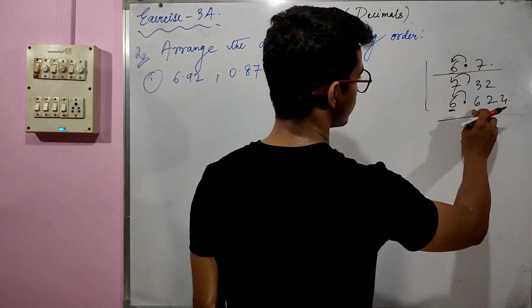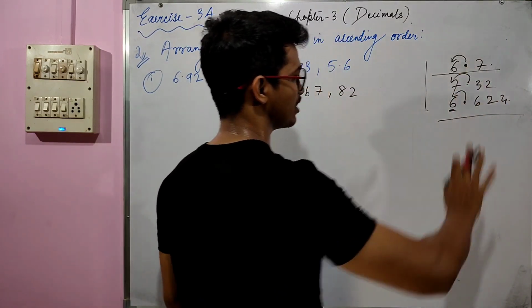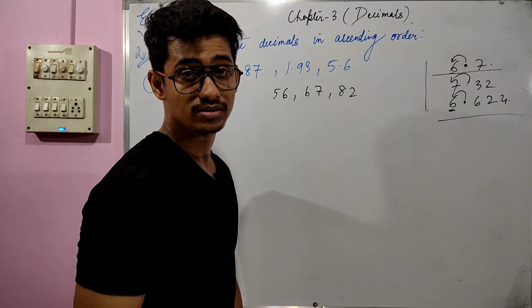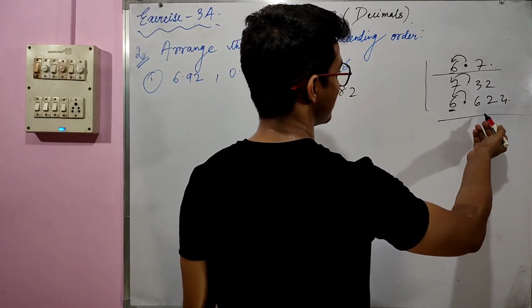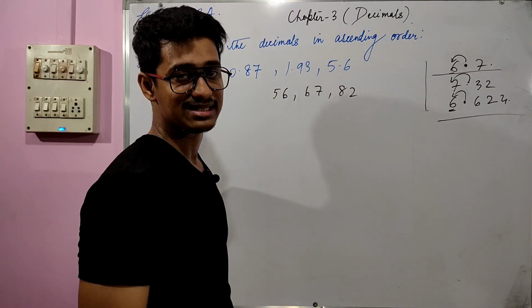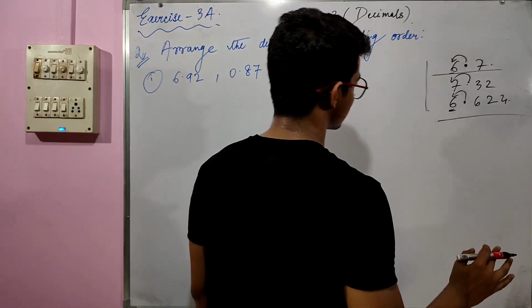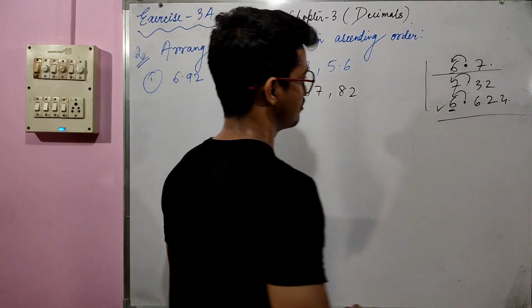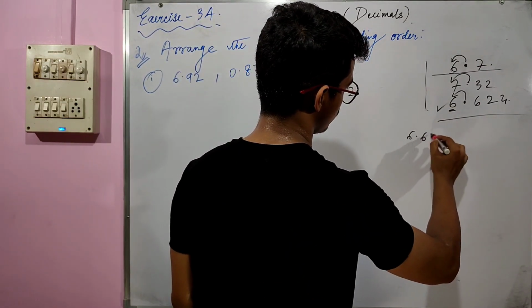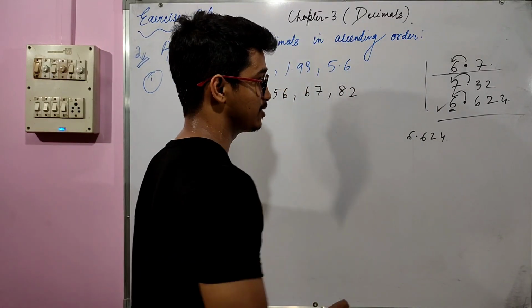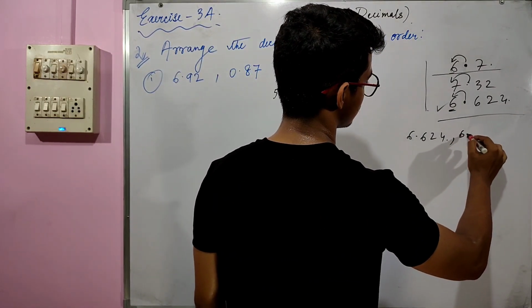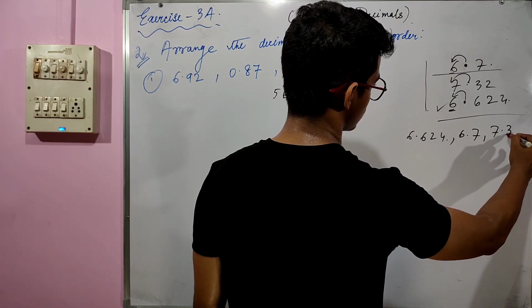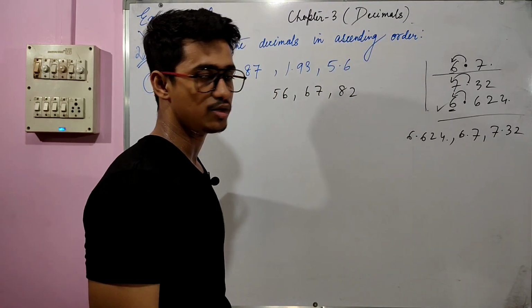6.624. So after point, 6 is over here and then 7 is over here. So which is the largest number? We know that 7 is greater than 6, so our case is already solved. That is the smallest number over here. So 6.624 is the first number, then comes 6.7 and then 7.32, right? So that is the ascending order.